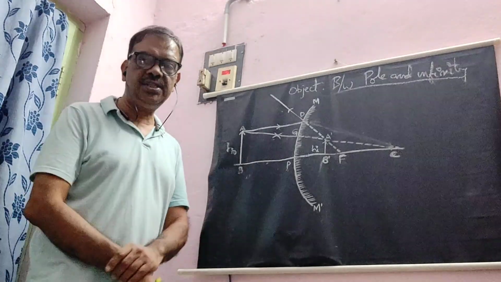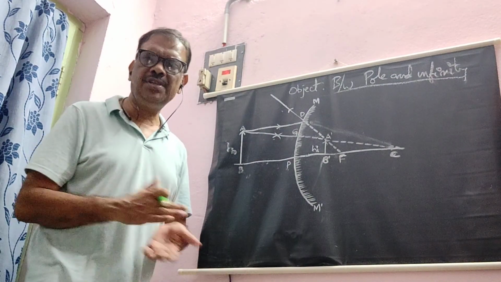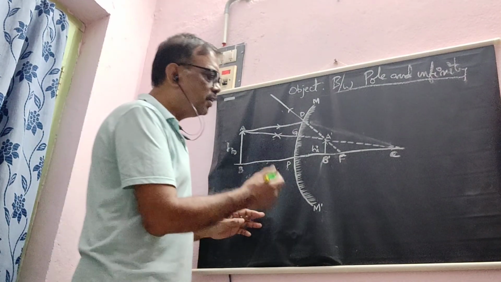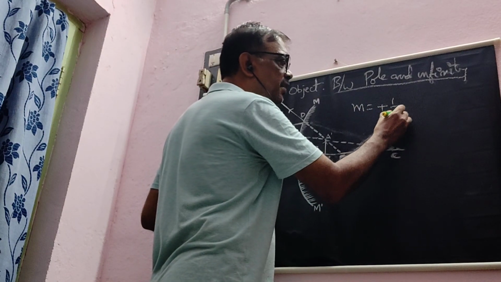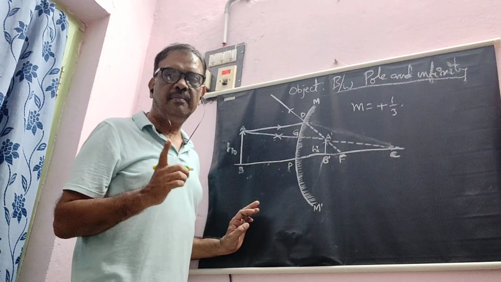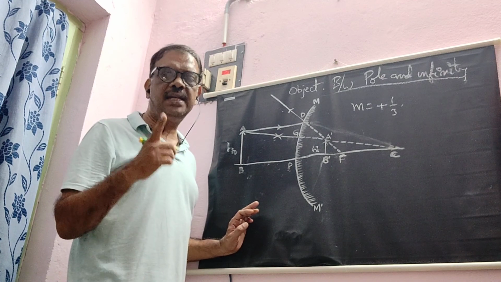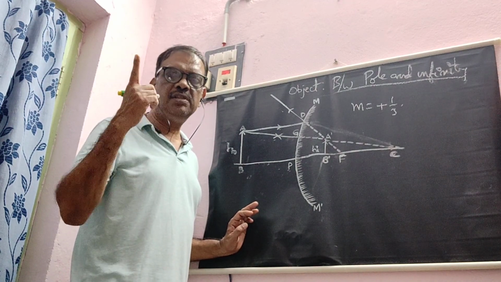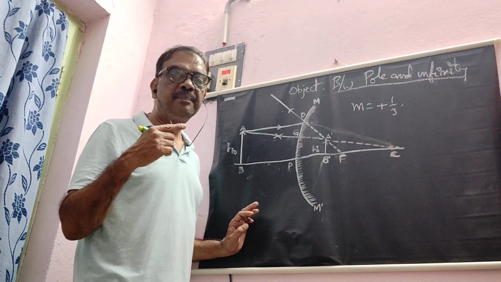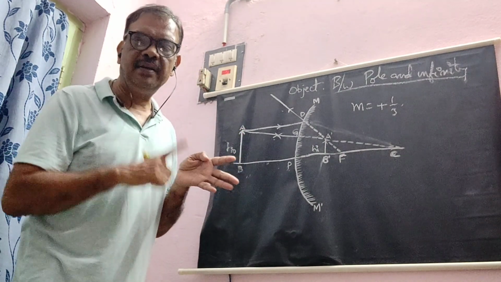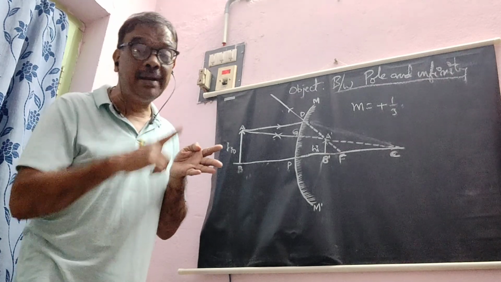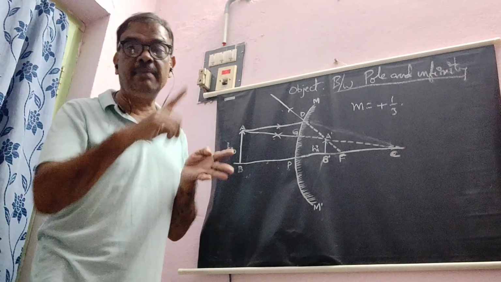Size of the image, always diminished. Magnification. When I write magnification, plus 1 by 3. Plus indicates what? Magnification, positive indicates nature of the image is virtual and erect. 1 by 3 means diminished image. Suppose height of the object is 1. Height of the image will be 1 by 2 or 1 by 3 or 1 by 4.